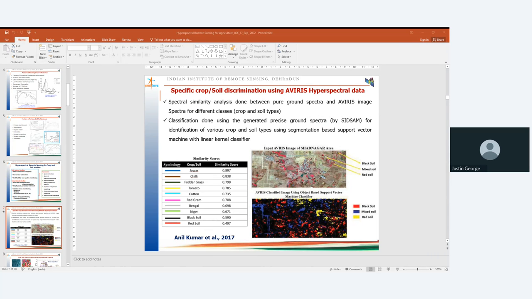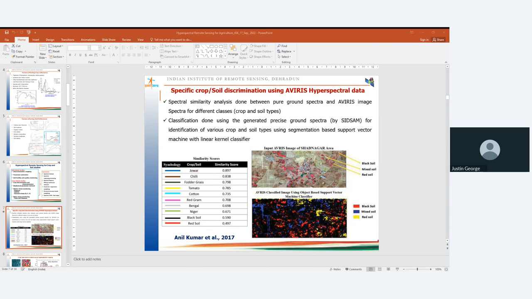So for that, a spectral similarity analysis was done between the pure ground spectra and the airborne spectra for different classes, that means the various crops as well as the soil types. And this table shows the various similarity scores we were able to obtain. The similarity between the spectra from the airborne data and the ground collected data was found to be highest in the case of identifying the jowar crop, then the chili crop, then the forest, then the tomato, the cotton, the red gram, and so on. These are the similarity scores.